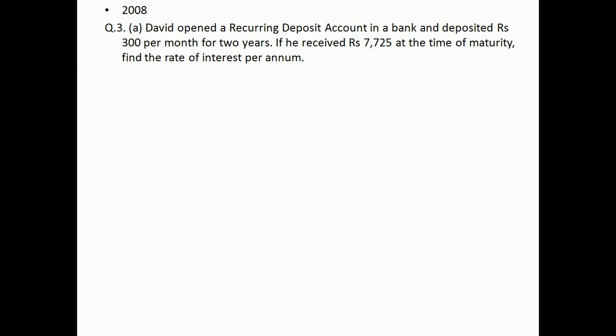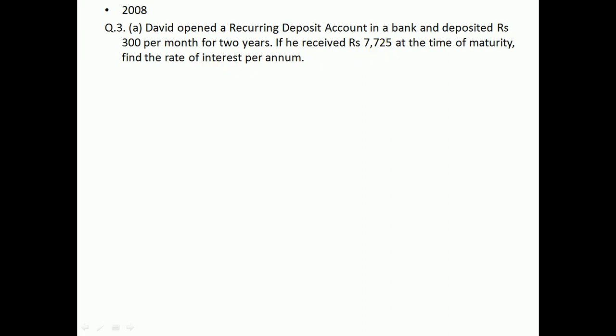Now, once again the same question. David opened an RD account, or a cumulative deposit account, which is the other word for it, in a bank and deposits 300 per month. P is 300 for 2 years, N is 24. He receives 7725 at the time of maturity. Maturity value MV is this. Find the rate of interest.